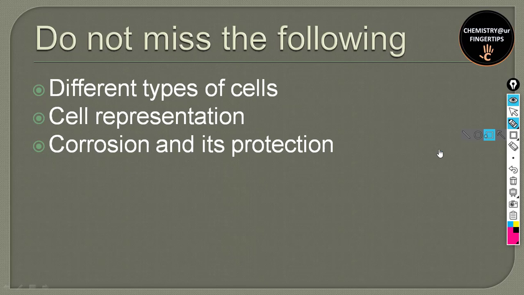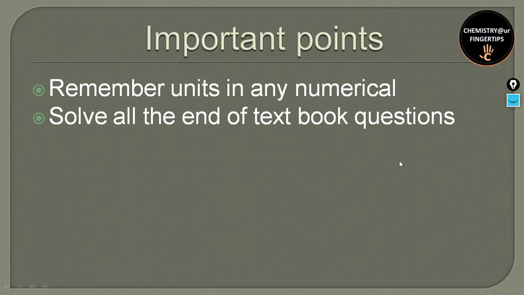Now do not miss these different types of cells: standard hydrogen electrode, then calomel electrode, then the lead acid battery, then cell representation, calculation of EMF using the Nernst equation, and the most important, please do not keep this as an option: corrosion and its protection should not be kept optional under any circumstances, because it's not worth it. It's very simple. So this was about the things that you're supposed to do for electrochemistry.